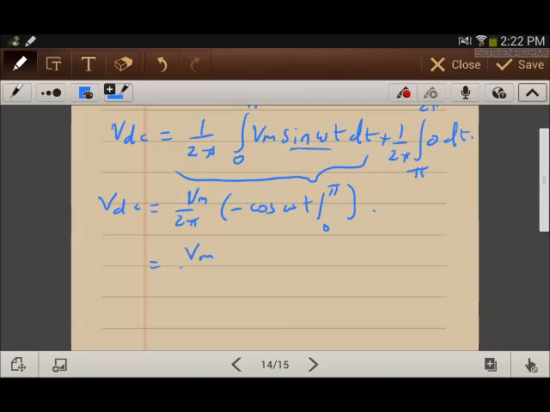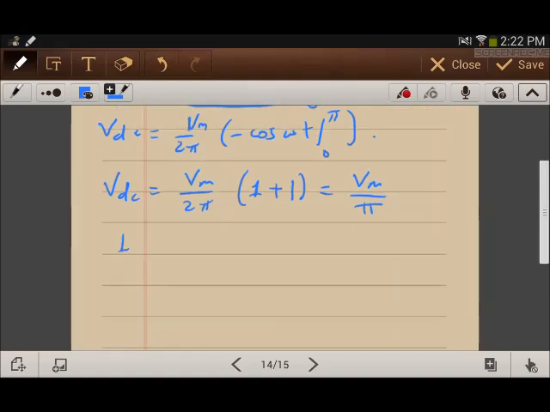Then V maximum over 2 pi. Cosine pi is minus 1, multiplied by minus 1, it's 1. Minus is plus, cosine 0 is 1. So it will give me V maximum over pi. So this is the DC component of the signal, which is V maximum over pi.